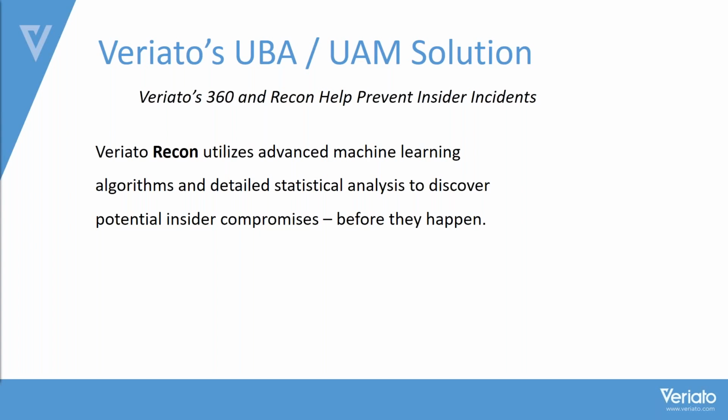All right, so getting into the user behavioral analytics as far as what Veriato does and how we can help. We have two products, Veriato 360 and Recon. They basically help mitigate some of those situations that Derek had mentioned earlier. The main thing I want to focus on in the beginning here is how Veriato Recon can utilize advanced machine learning and those algorithms to give you a detailed statistical analysis to discover some of the potential insider compromises that he was speaking of. Most of the time we can do this before it happens. We can also start recording and telling you with alerts that it's actually happening at that time as well.